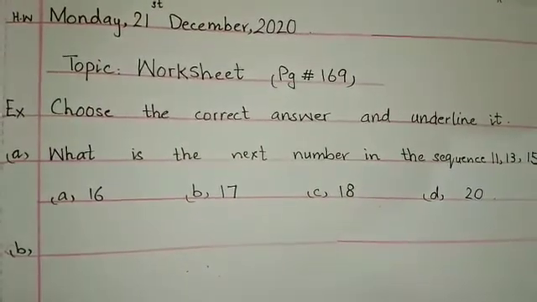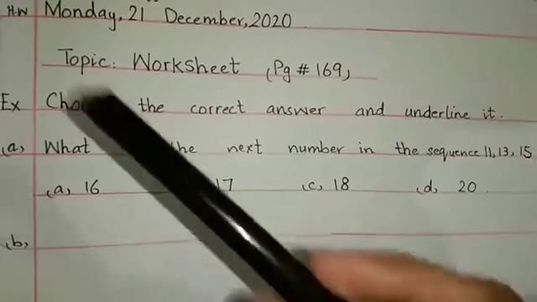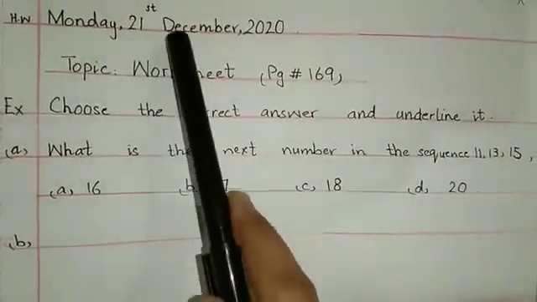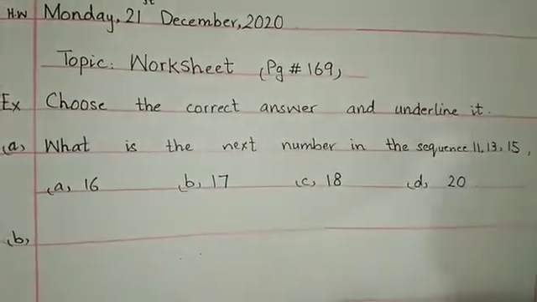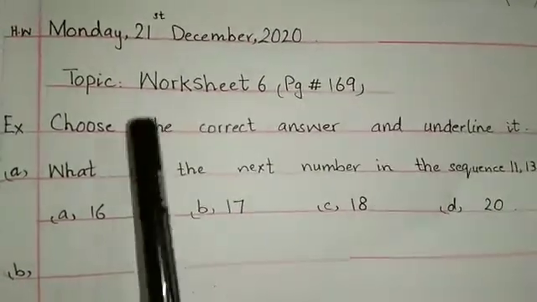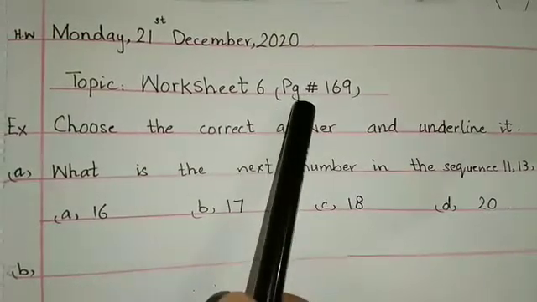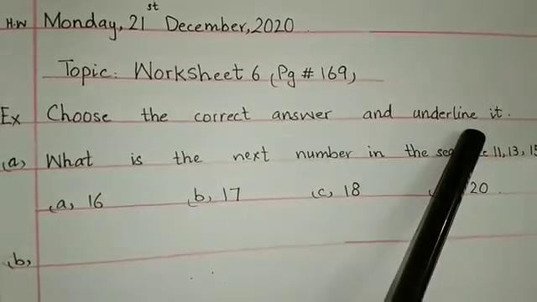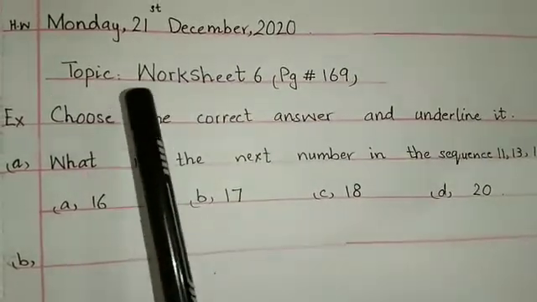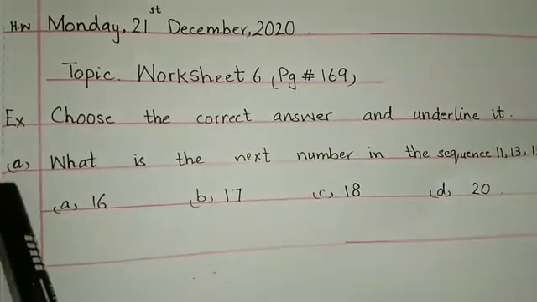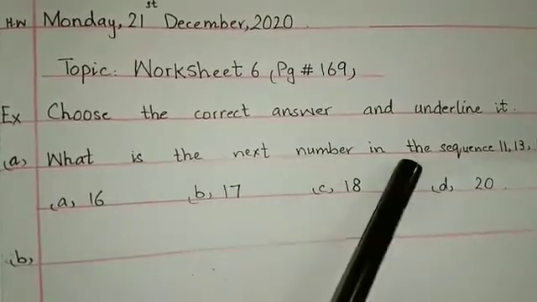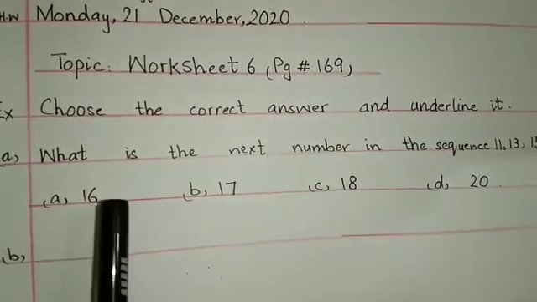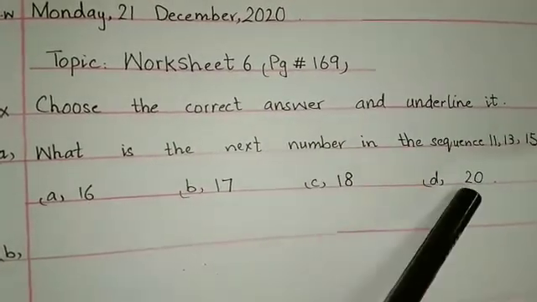Students, now open your notebooks and draw a straight margin line on both sides of the page. After that, write homework, Monday, 21st December, 2020. After that, write topic worksheet 6, page number 169. Write exercise: choose the correct answer and underline it. Underline both topic and exercise with color. After that, write A part. What is the next number in the sequence? It's 11, 13, 15. Which number comes next? 16, 17, 18 or 20.